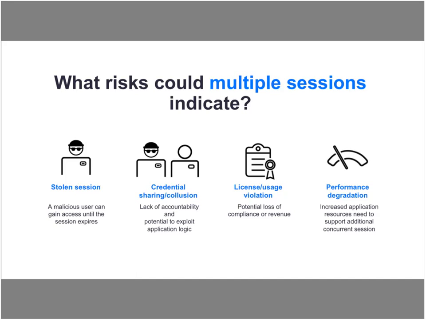The second is credential sharing or collusion. You may have someone who has distributed their credentials to other people, and they may have found some sort of exploit whereby if they use an application with 2 different sessions, they can bypass some sort of control and get a level of access that they would otherwise not be able to have, and cause damage that way.